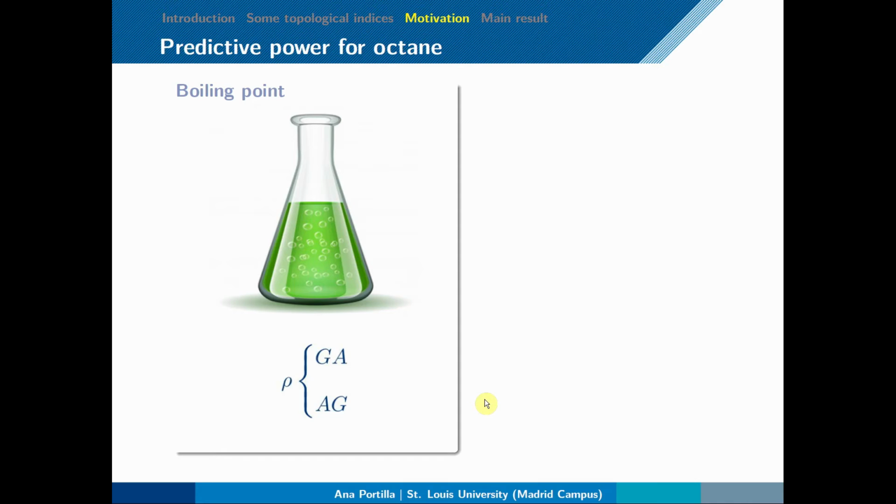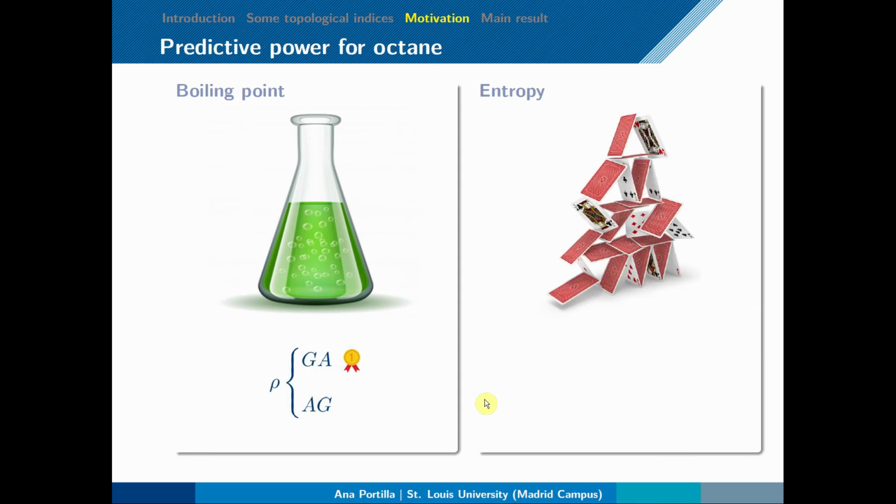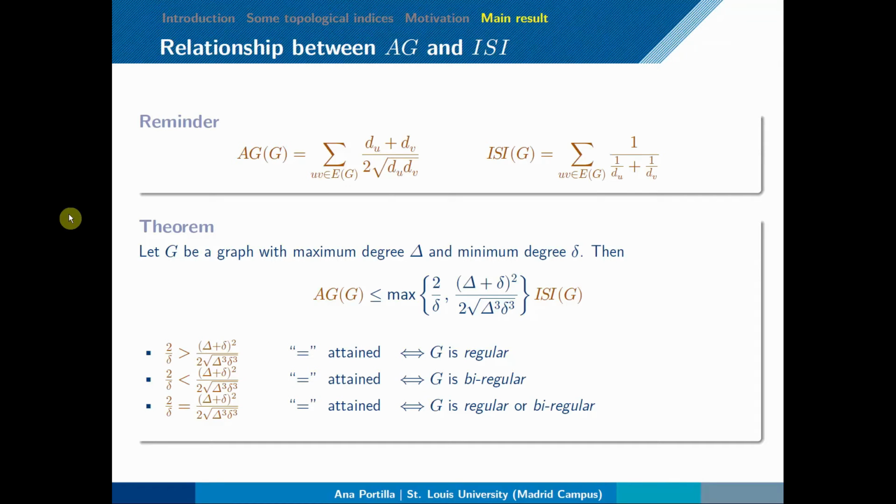Regarding the predictive power for boiling point of octane isomers, when we compare the geometric arithmetic and the arithmetic geometric indices, it happens that the first one has a better correlation, a better predicting ability. But when we are studying the entropy, it's the other way around. In this occasion, the arithmetic geometric performs better. That's why we need both, okay? Both indices are necessary. Next, I'm going to present one of the main results of the paper.